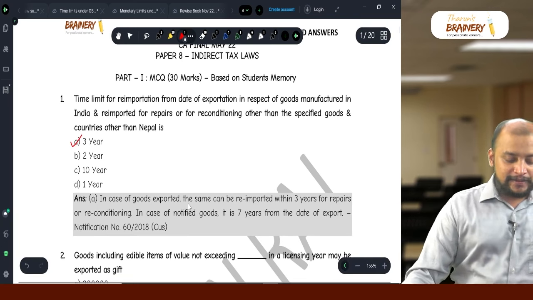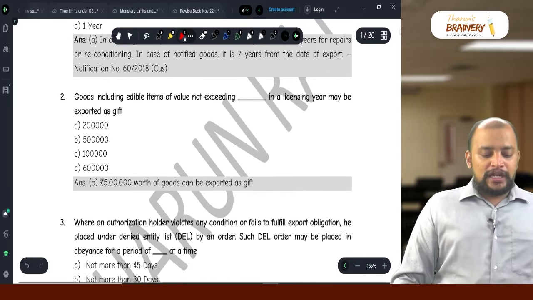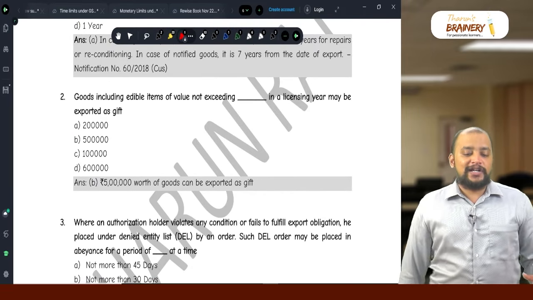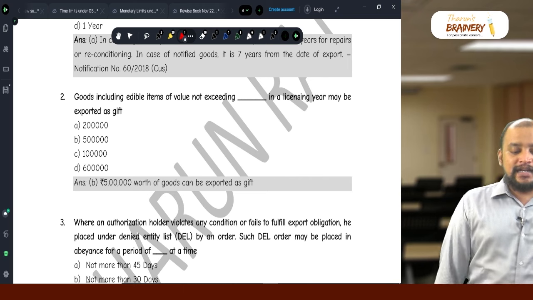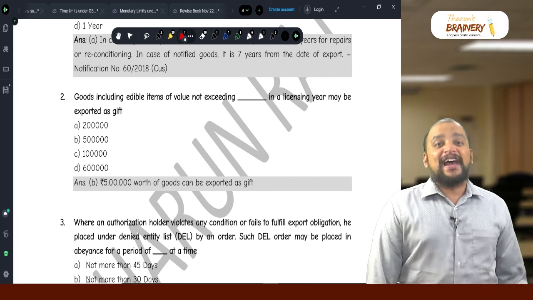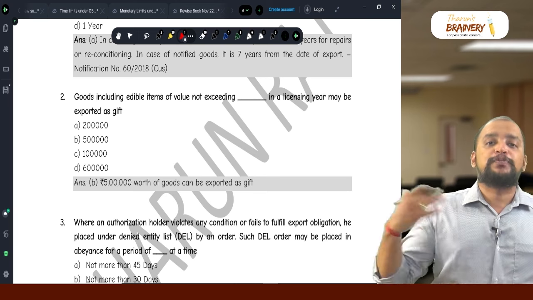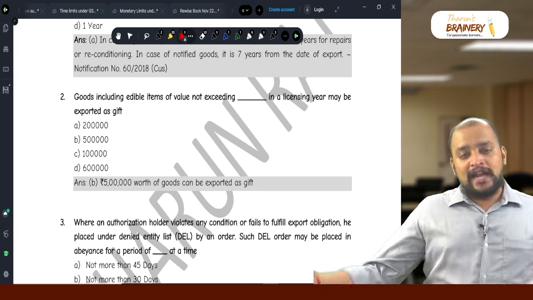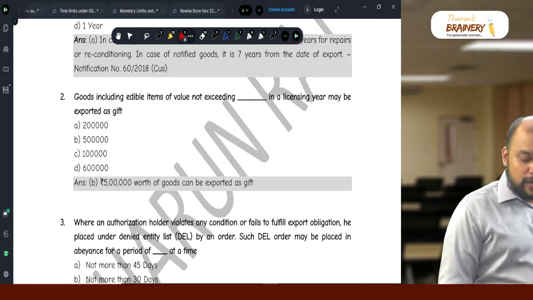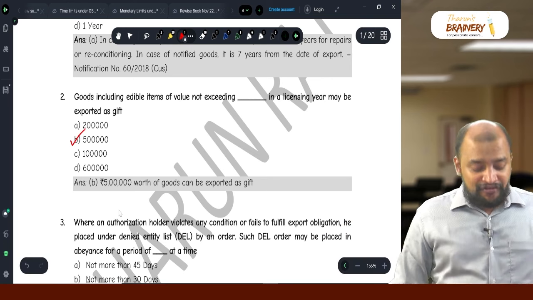Then number 2: goods including edible items of value not exceeding dash in a licensing year may be exported as gift. Without any authorization, 5 lakhs worth of goods can be exported as gift. Thereafter, authorization is definitely required. So the answer is B, 5 lakhs.